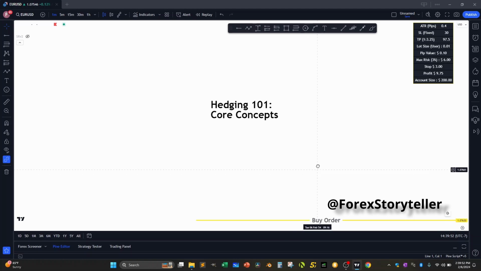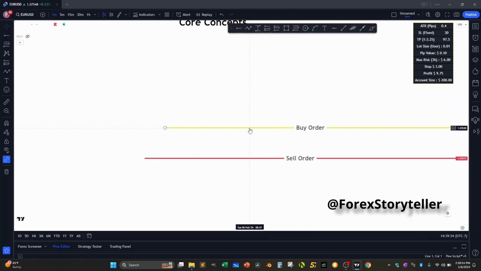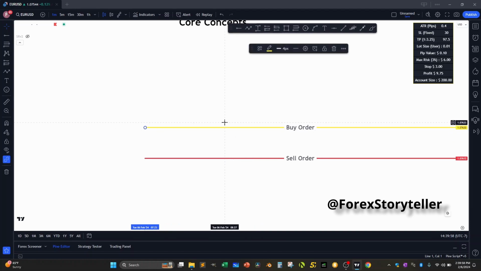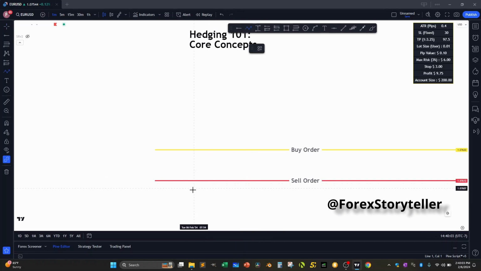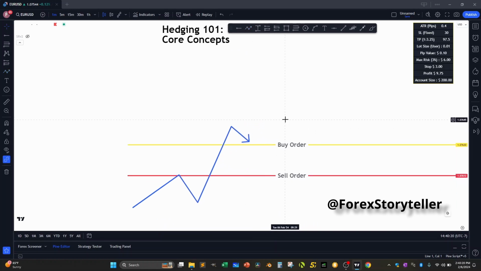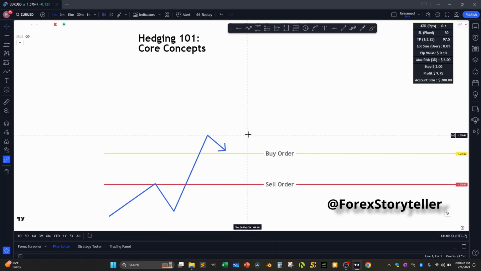So let's first go ahead and take a look at what we're normally doing with hedging on single pairs. That's normally when, for example, you're thinking the price is going to reject off of this level, so you enter and price starts to go your way, but you have your hedge order here, and then price does immediately come back up and strike your order. So that would be the basic setup for your hedge.